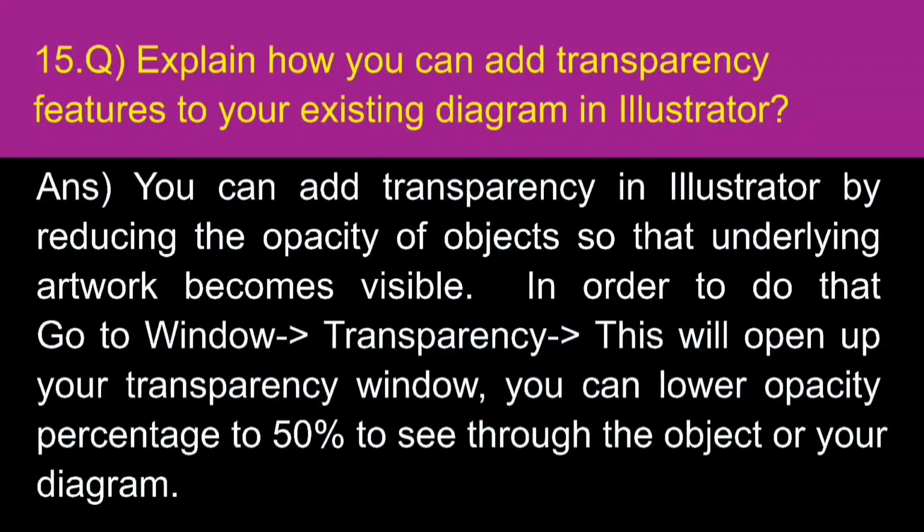Explain how you can add transparency features to your existing diagram in Illustrator. You can add transparency in Illustrator by reducing the opacity of objects so that underlying artwork becomes visible. In order to do that, go to Window, Transparency. This will open your transparency window. You can lower the opacity percentage to 50% to see through the object or your diagram.